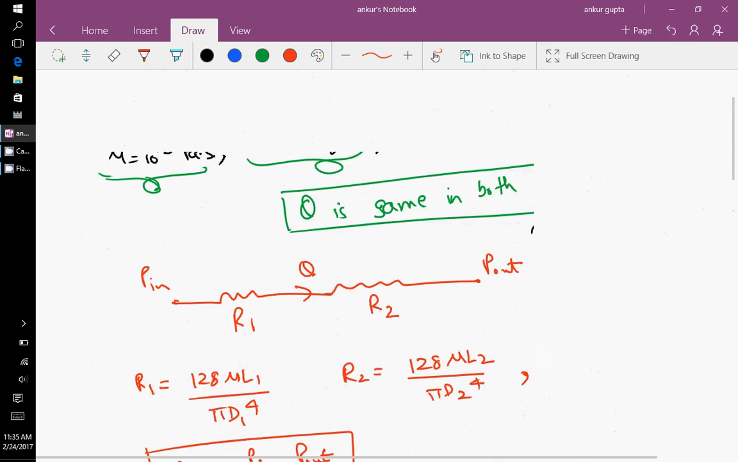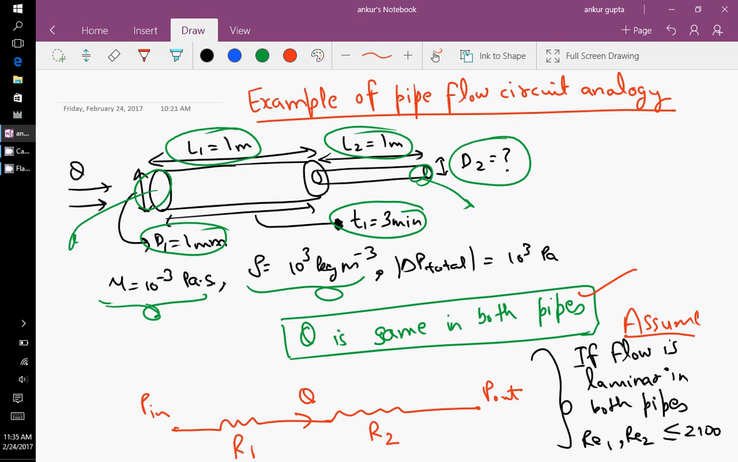So you can see that using circuit analogy, we can actually solve problems which have two pipes as opposed to one pipe.